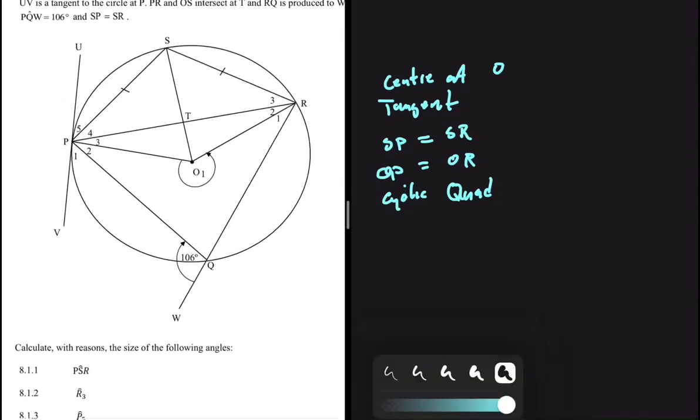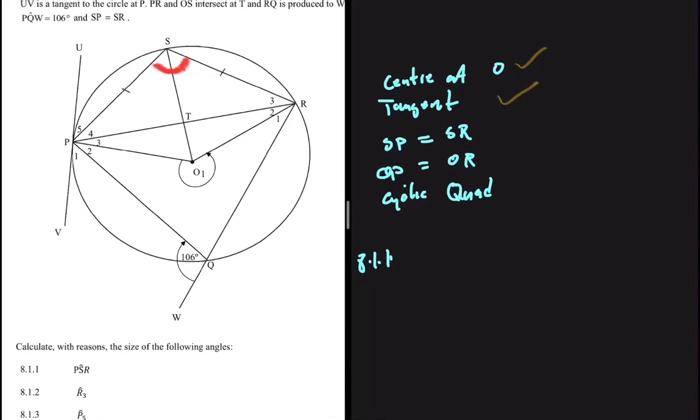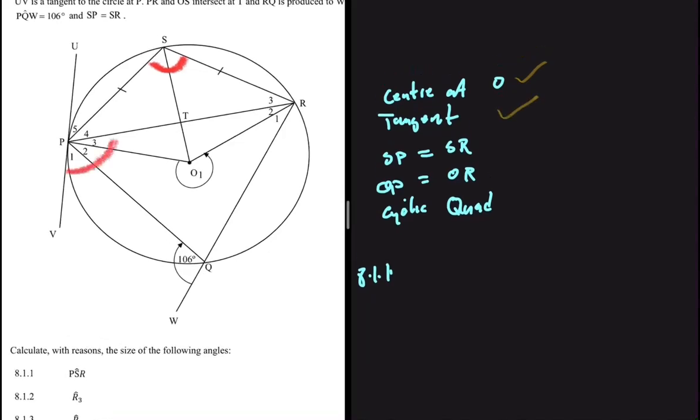Let's look at 8.1.1. The question is saying, let's determine, given reasons, the size of angle PSR. So PSR is this angle right here. Right, let's go ahead and look at the first keyword, center. Well, if we had the size of O1, then O1 should be 2 times angle PSR. But we don't have the size of angle O1, so we cannot use that to determine PSR. Tangent. This angle here should be equals to PSR, but we don't have that angle as of yet, so we cannot use that to find angle PSR.